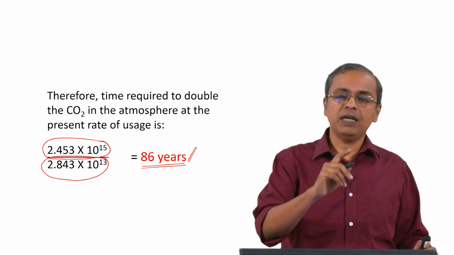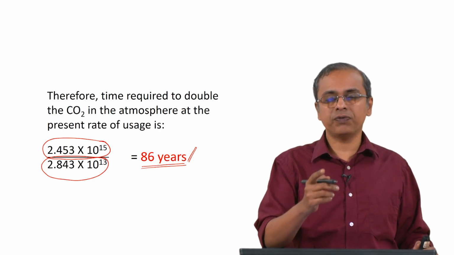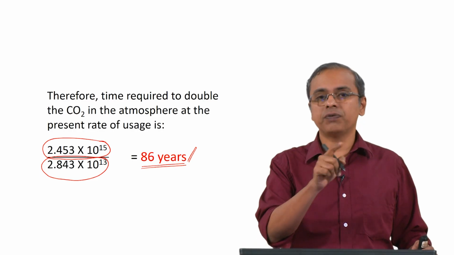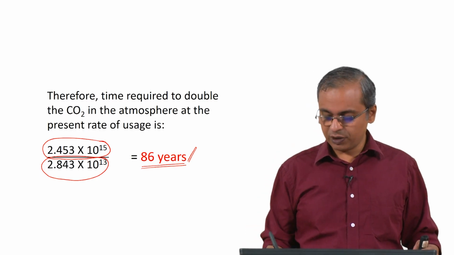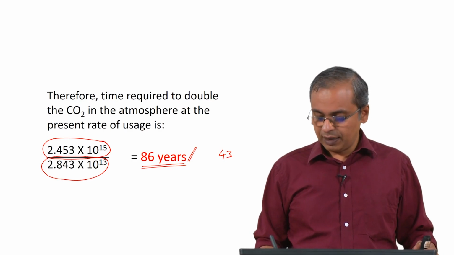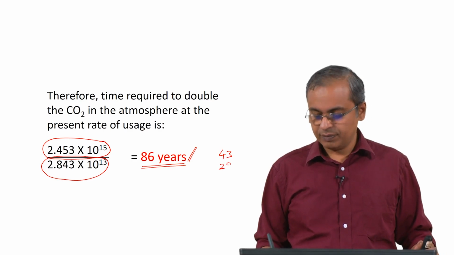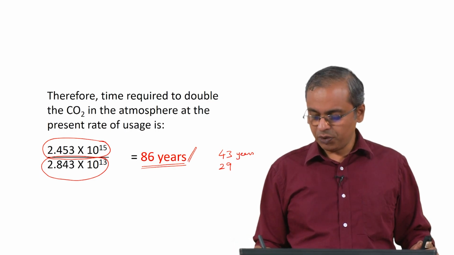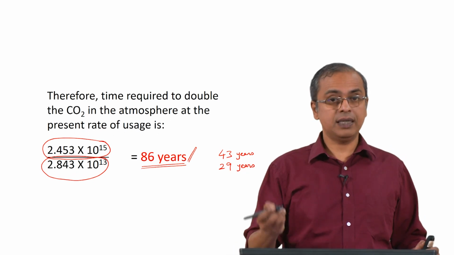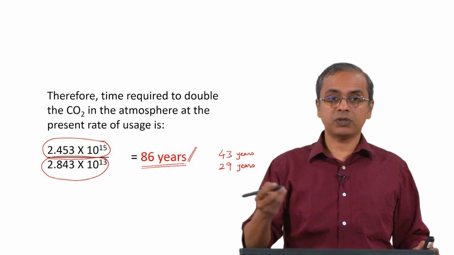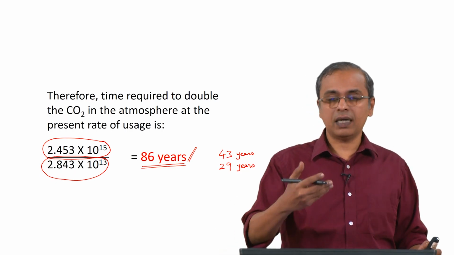Please keep in mind, if our energy usage goes up by a factor of 2 or 3, this 86 years will come down by a factor of 2 or 3. So suddenly you are looking at 43 years, or something even less, like say 29 years. So imagine this: instead of doubling the amount of carbon dioxide in 86 years, you could suddenly start doubling it in 49 years, or even in 29 years, and that is alarming.